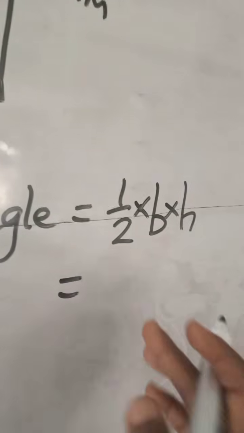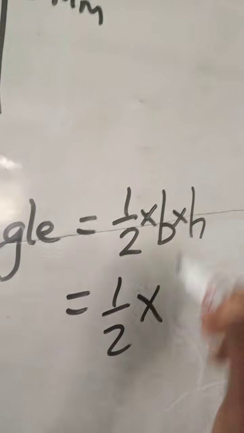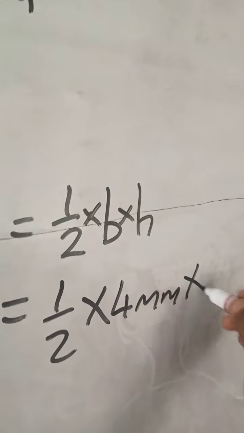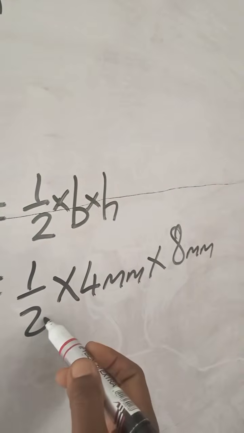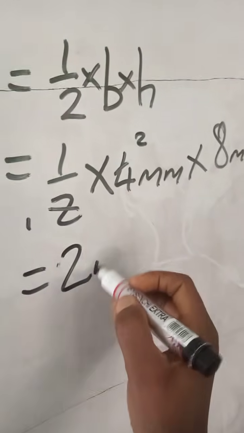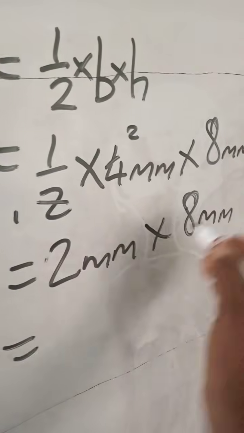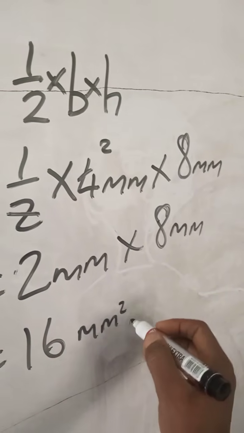For A1, we have area of triangle, which is half base times height. So we have 1 over 2 times our base, which is 4 millimeters, times our height, which is 8 millimeters. Now I can cancel out 2 here, 1, 2 here, 2. So that gives me 2 millimeters times 8 millimeters. So 2 times 8 will give me 16 millimeters squared. That's for A1.